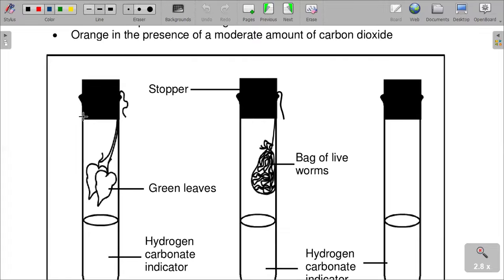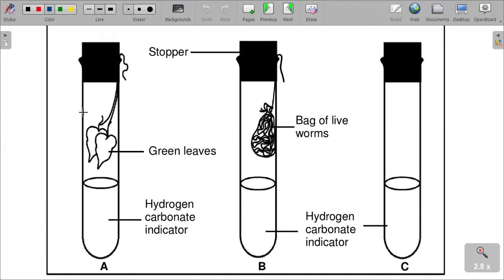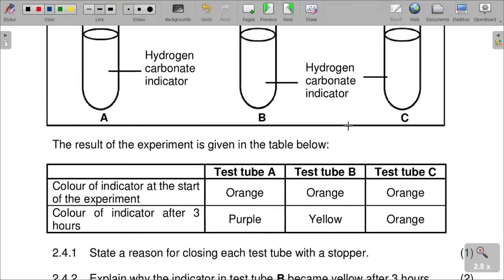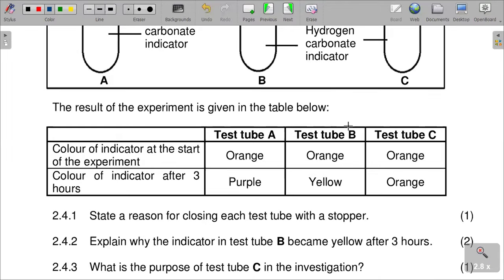So we have got these stoppers there: green leaves, hydrogen carbonate indicator, and then the bag of live worms, which are to produce what? The carbon dioxide. And then we are given that the results of the experiment are in the table below. The color of the indicator at the start of the experiment, we have got test tubes A, B and C, all of them orange.